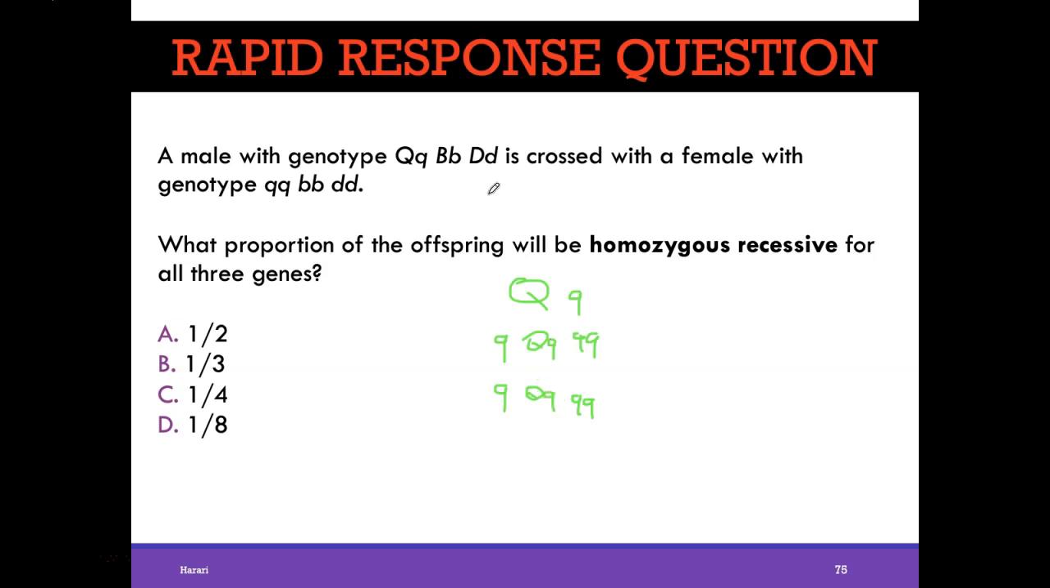If you repeat the same thing with the B's, you're going to say 50% is homozygous recessive for B. If you do the same thing for the D's, you're going to say 50% are homozygous recessive for D. Therefore, what proportion of the offspring will be homozygous recessive for Q and B and D? The answer is again 1/8.